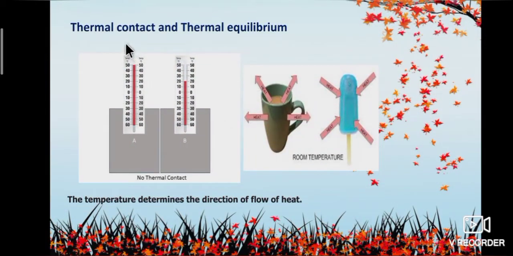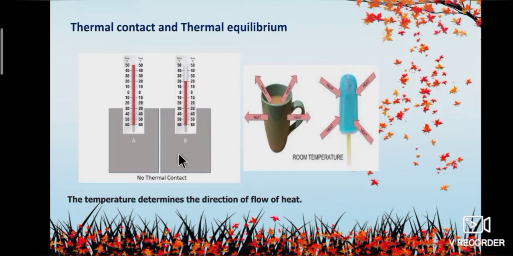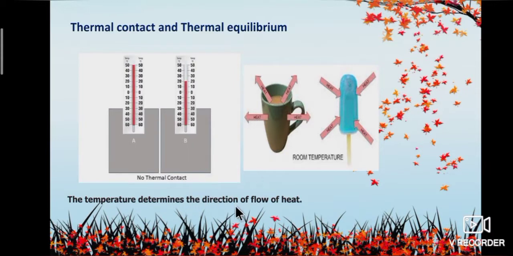Now, shall we see thermal contact and thermal equilibrium? See here, the first box temperature is higher compared to the second box. On bringing two bodies in contact, heat will flow from the hot body to the cold body. So here the temperature determines the direction of flow of heat.